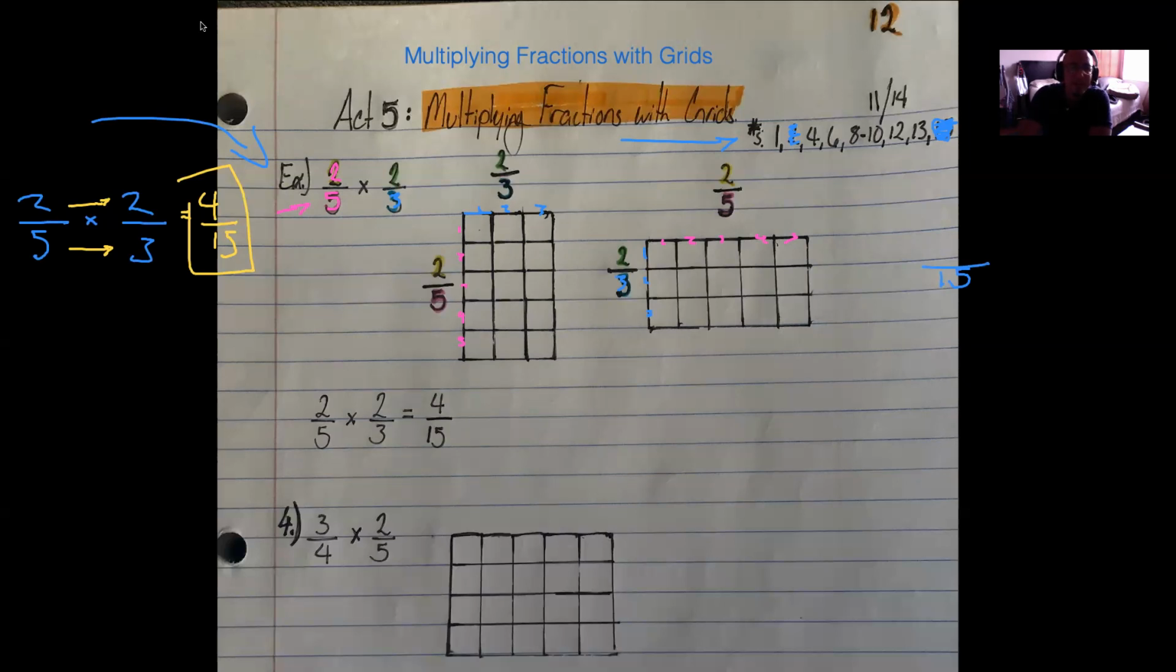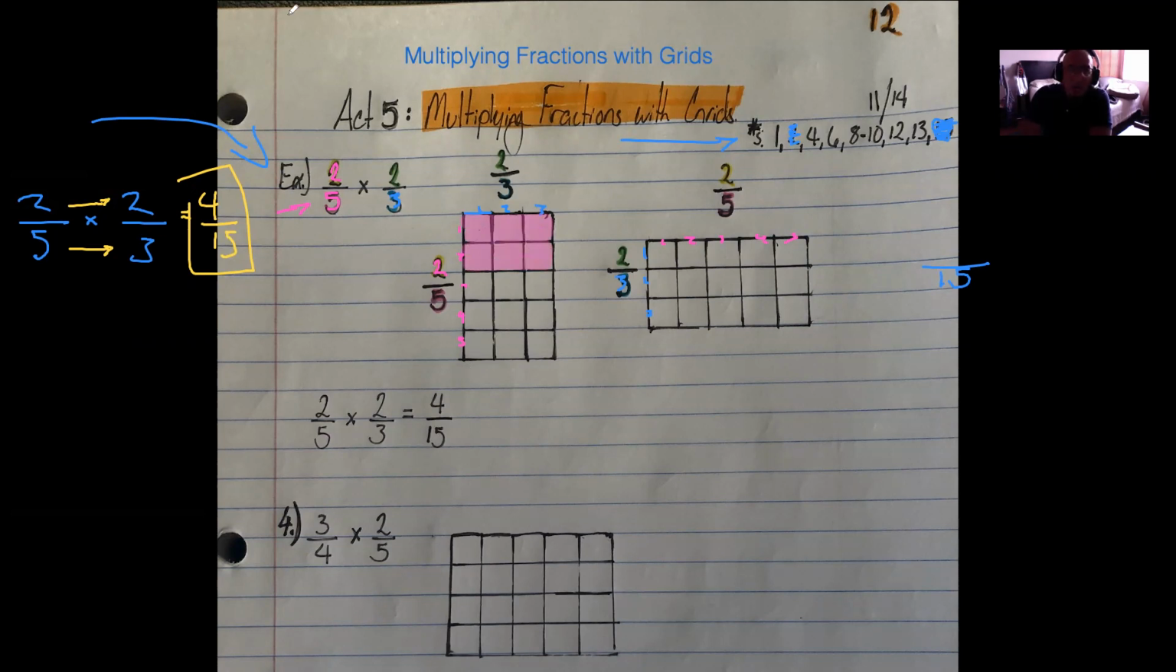In that first fraction, we're going to shade in 2 out of the 5 rows. So I'm going to shade in 1, 2 out of the 5 rows. Let me get my highlighter right here. And I'm going to shade in 1, and 2. So there we go. I shaded in 2 out of the 1, 2, 3, 4, 5 rows.